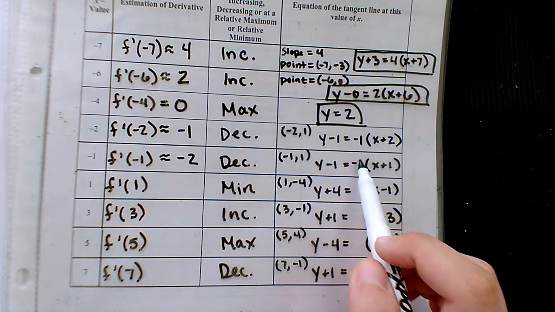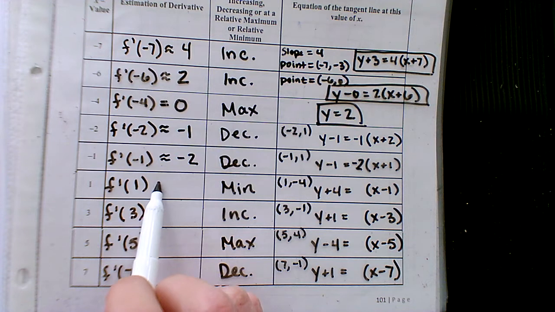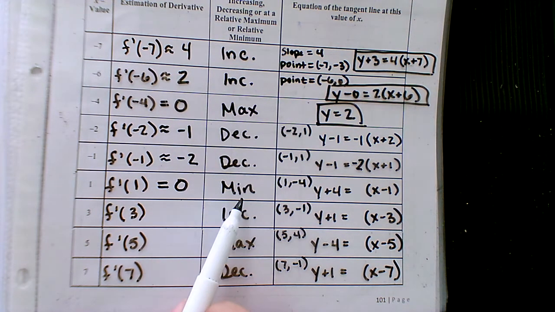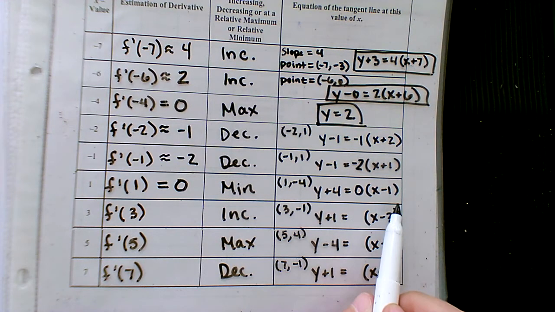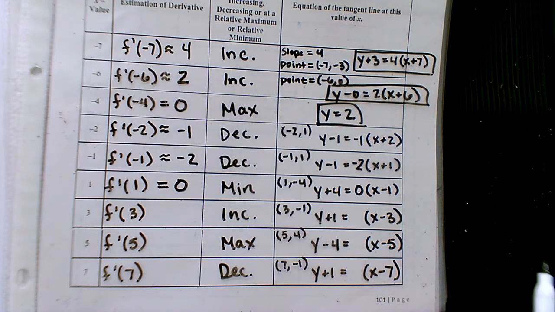So point slope form, make sure you have your slope in the right spot. What about the slope at 1? 0. Exactly 0, right? So that can be an equal sign. We're at a low point, a minimum. So you could have written point slope form, or since it's a horizontal tangent line, you could have just had y equals -4. Okay, would have worked out to be the same thing.